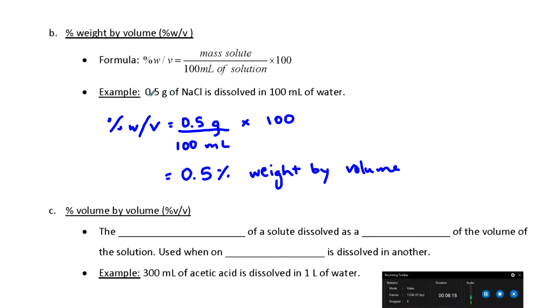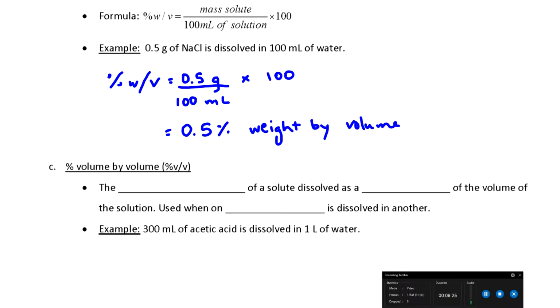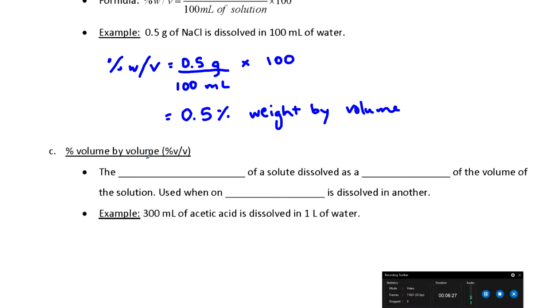So it makes more sense to do weight because you could weigh out the solid on a scale first. Percent volume by volume would be more likely used in a case where you have a liquid dissolved in another liquid. This is often used for, for instance, something like vinegar. Vinegar is acetic acid, okay, but it's just very diluted. So it's like an acetic acid solution that's diluted with water. So it's a liquid in a liquid.